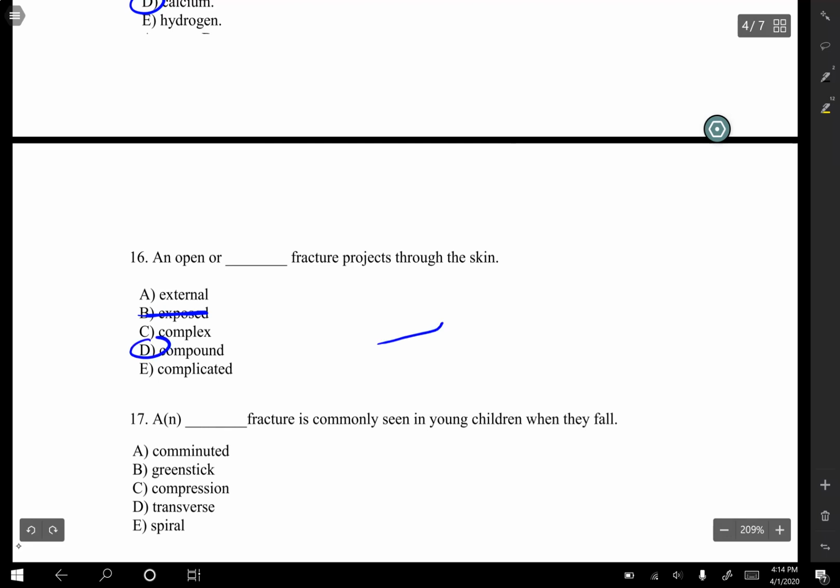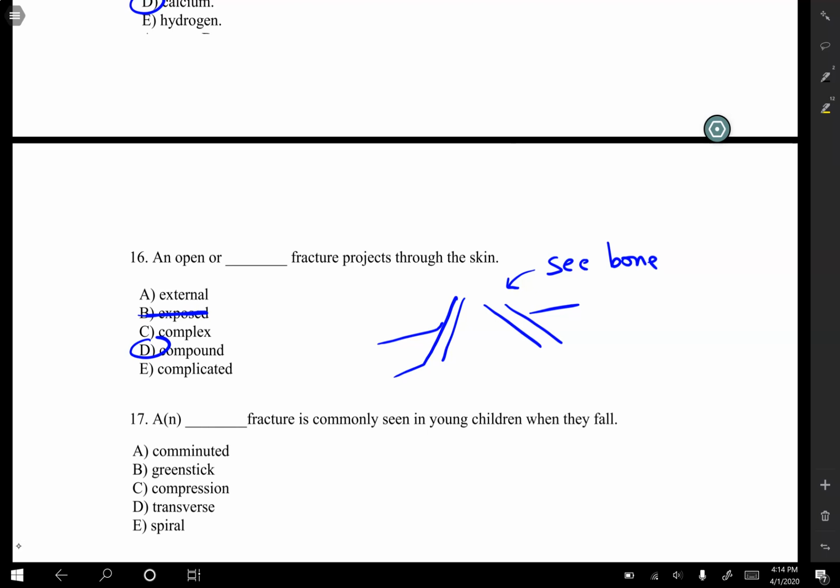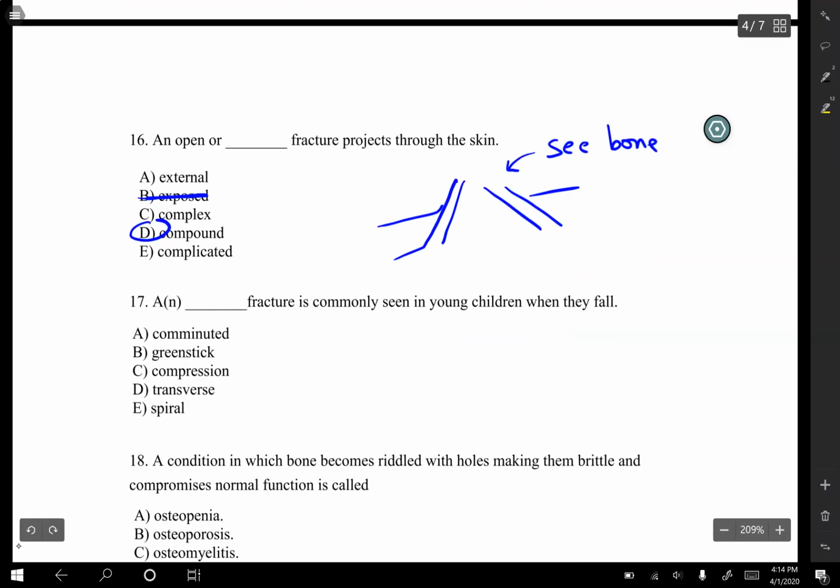So if that was your skin, and let's say that was your arm bone that's now broken out of your skin, you can now see bone. If you can see bone, that's compound. And remember, I told you I was only going to ask you about the two types of fractures. The other type I talked about was found in kids, and that was known as a green stick fracture.